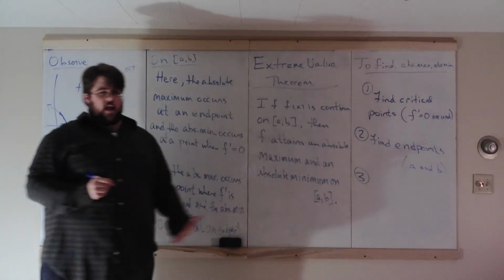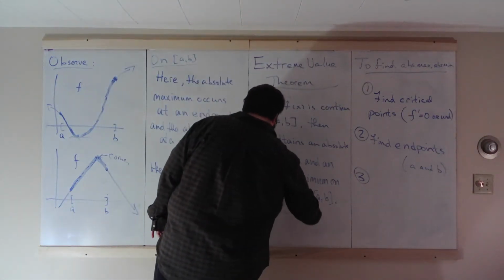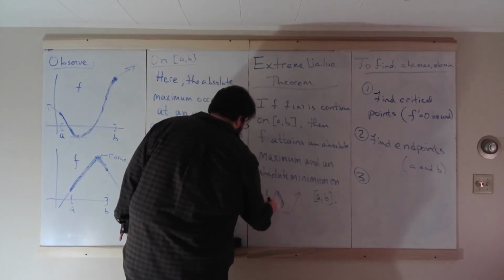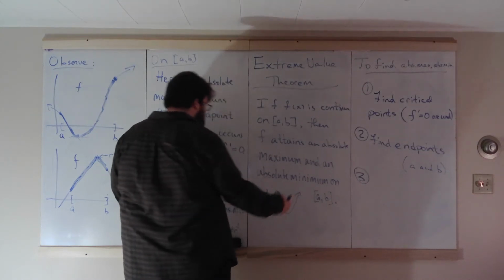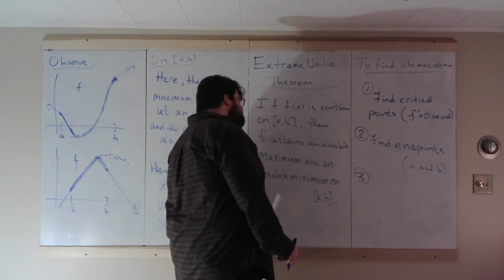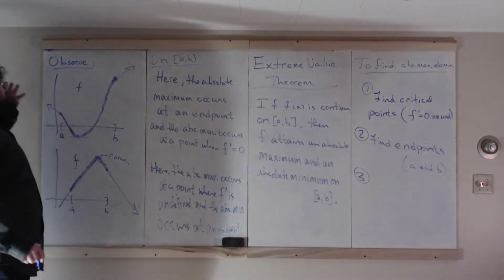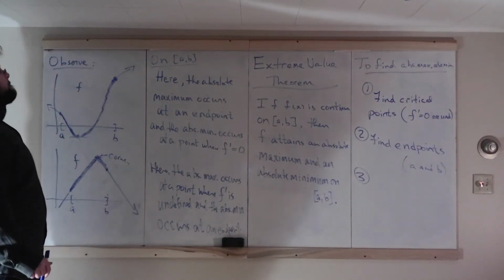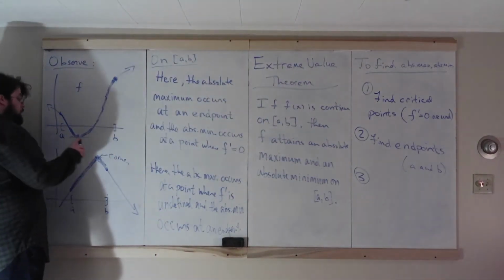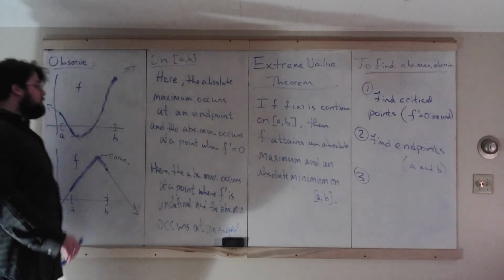Our goal is to find absolute maximum, absolute minimum. Our goal is to find the highest a function gets on a given interval and the lowest a function gets on a given interval. That's a terrible drawing. I'm going to erase it. Our goal is to find the highest and lowest it gets. We know from these that the highest and lowest points will have to occur at a point where the derivative is 0, a point where the derivative is undefined, or an endpoint.